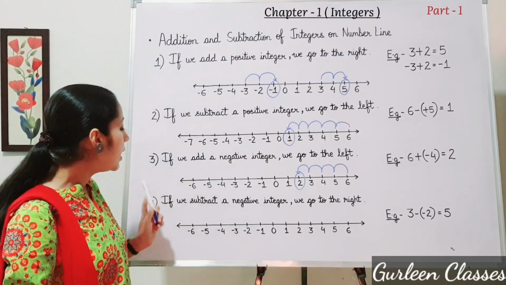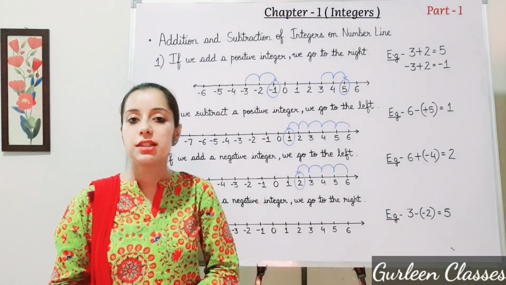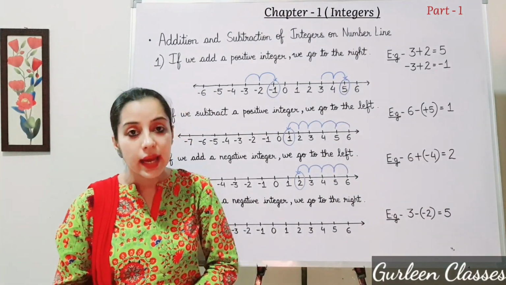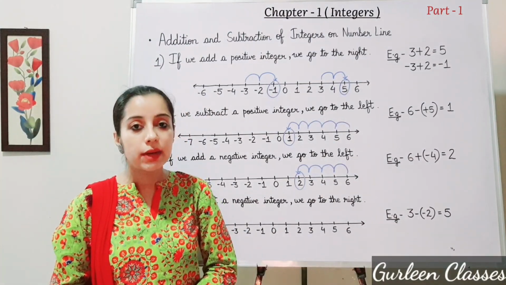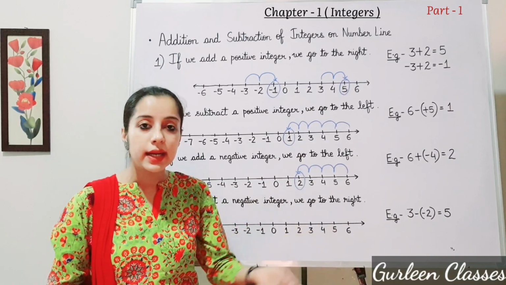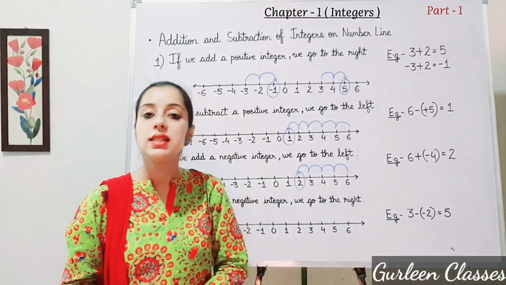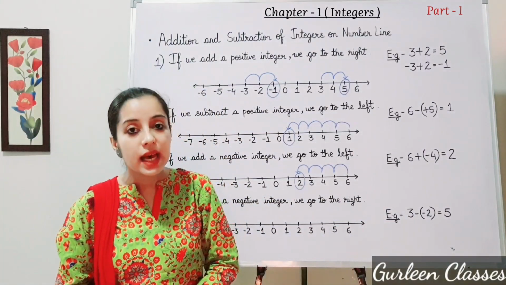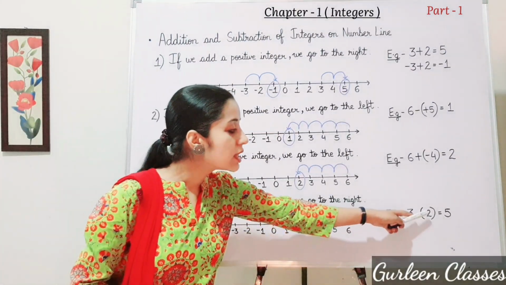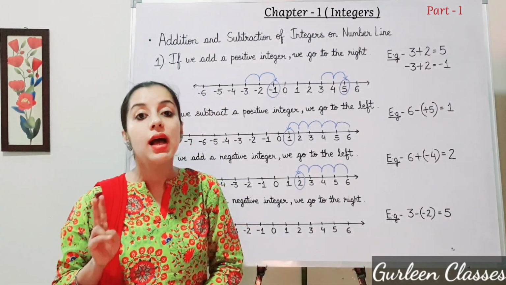Fourth fact: if we subtract a negative integer, we go to the right. If we are subtracting a negative integer, we will go to the right. Example, 3 minus minus 2 is equal to 5. As I told you earlier, minus minus plus, we will add.